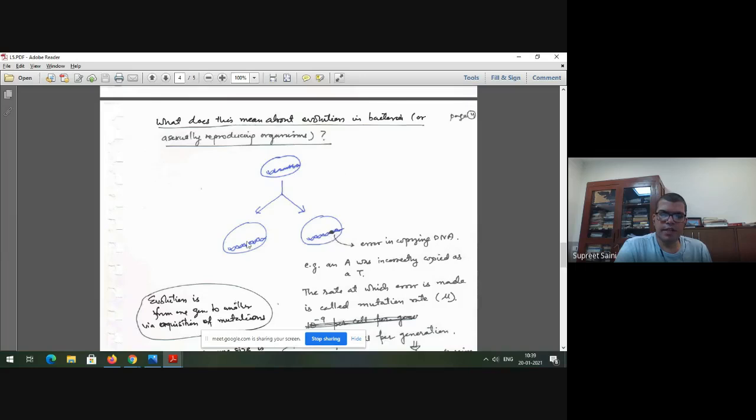Variation is generated and then selection acts on this variation. If antibiotic is present in this environment, this guy will survive and this guy will have a fitness equal to 0 because this will die.